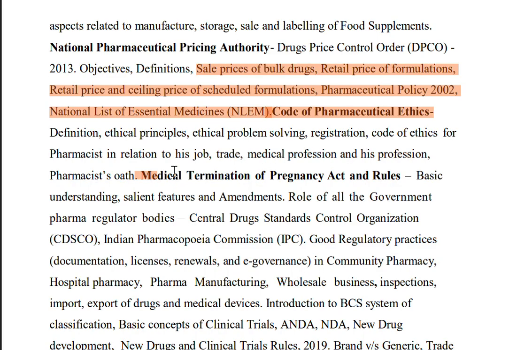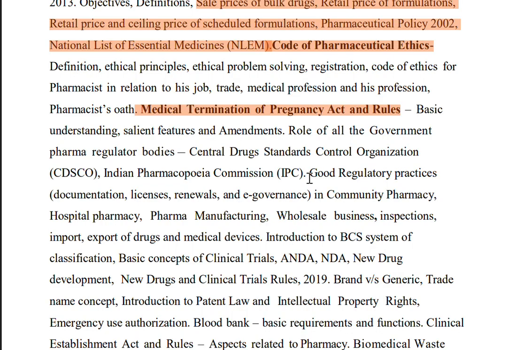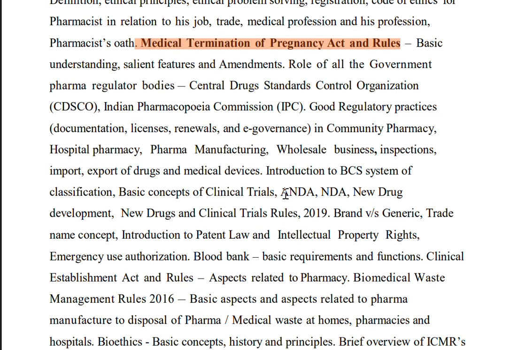Medical Termination of Pregnancy Act, the rules. In last year's exam, how many doctors are needed for the second opinion? For example, the patient has crossed 6 months. How many doctors are required for termination under the Medical Termination of Pregnancy Act? Like that they ask questions. And then CDSCO, IPC, Indian Pharmacopoeia Commission, and regulatory GRP practices. ANDA is for generic products, we can apply for ANDA applications, and then NDA for new drug applications for innovative drugs, new drug development, clinical trials 2019.